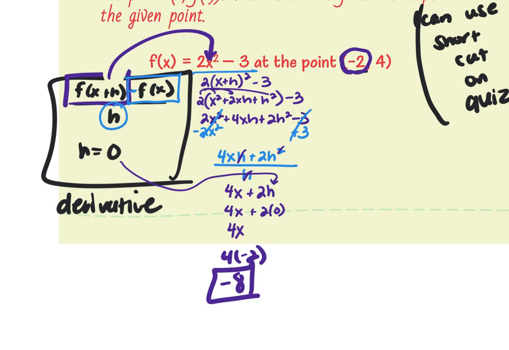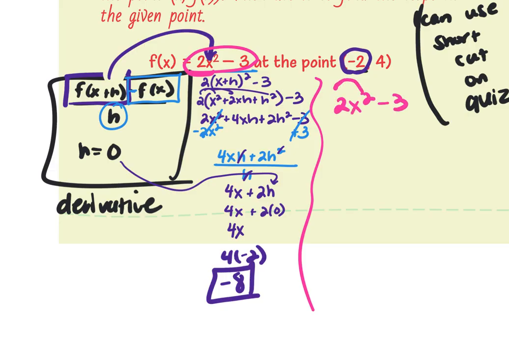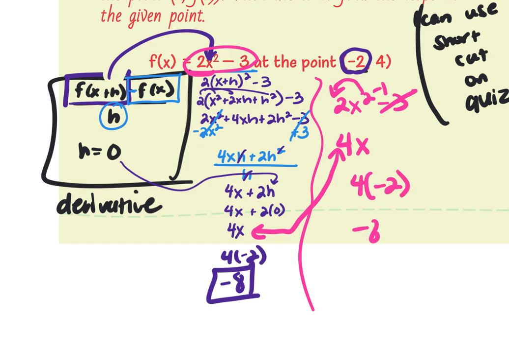The other way to find it is to find the derivative of your quadratic equation, 2x squared minus 3. I'm going to bump the 2 forward. 2 times 2 is 4x. I subtract the 1, so it's to the first. And then what's the derivative of any constant? 0. It goes away. So look, I have the same equation, right? And then I can make my x negative 2, and I get negative 8. So you can choose, I would recommend choosing the second method, but you can choose either method to find the slope at that given point.